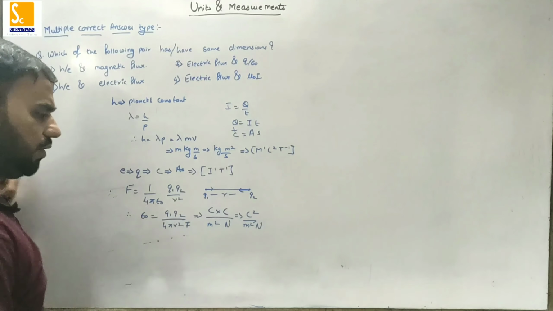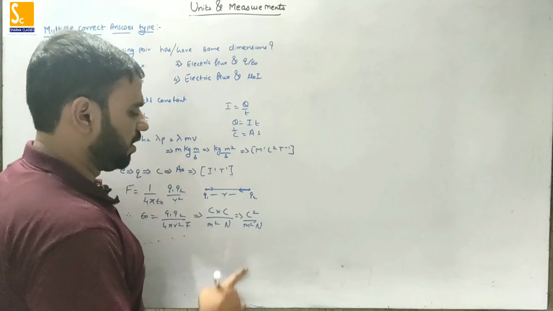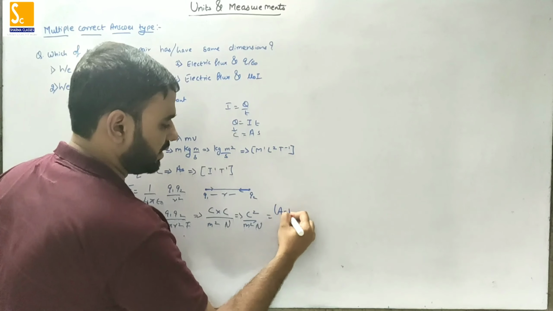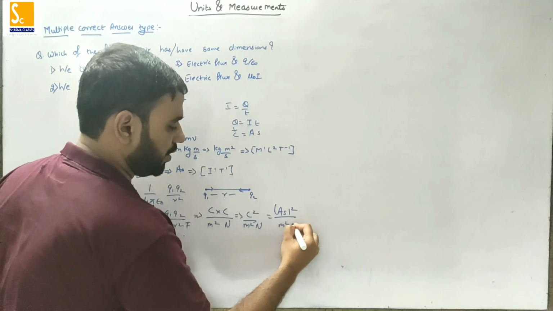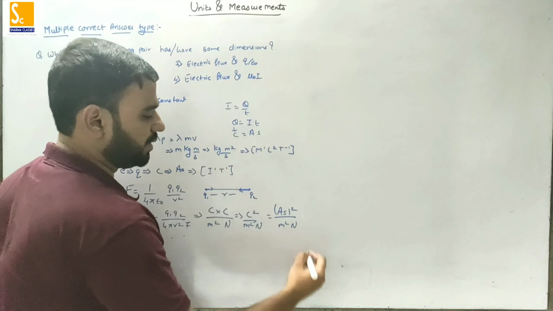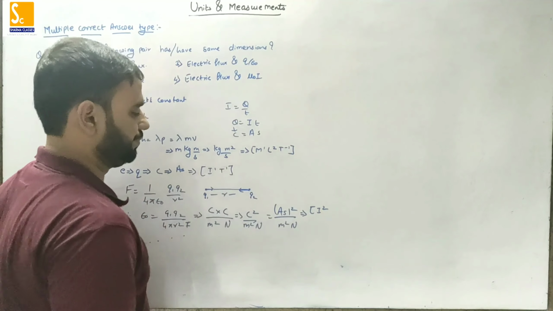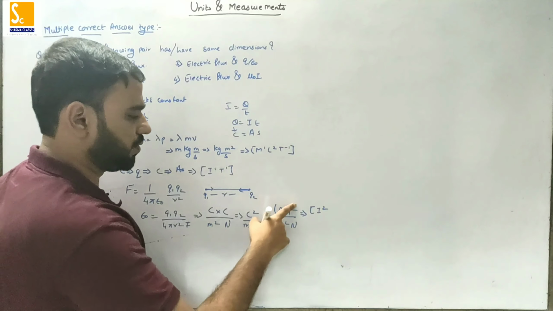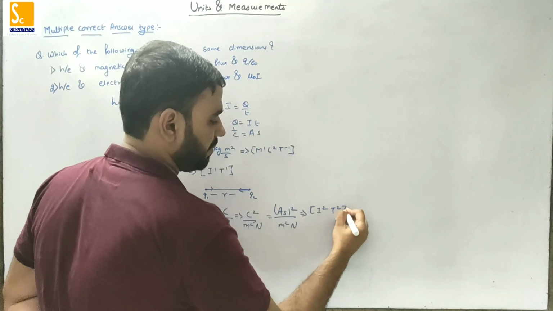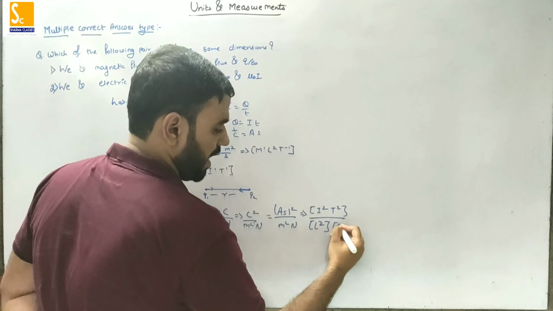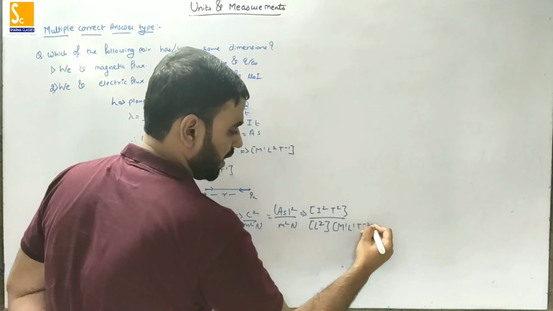Okay. So afterwards we will see Coulomb square. Coulomb can be written as ampere second. So I will write down ampere second square upon meter square Newton. Let's write down the dimensional formula for it. Ampere means I raised to power 2. Ampere square, right? Second square means time to the power 2. Meter square means L to the power 2. Newton, M1 L1 T raised to minus 2.